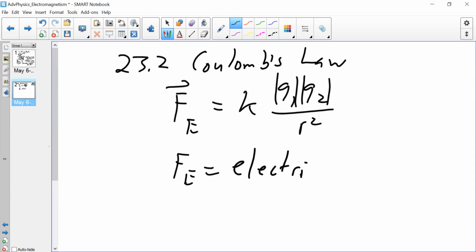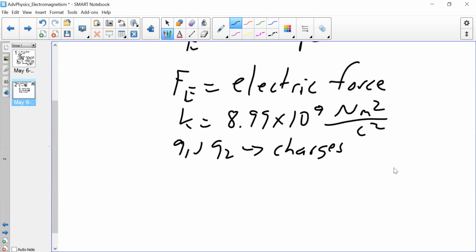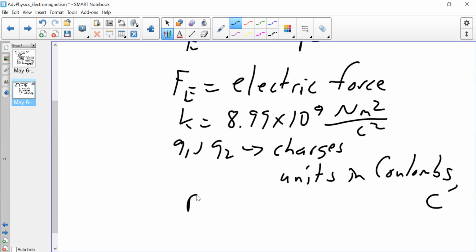So this is the electric force. Again, the 8.99 times 10 to the 9th. Don't have to write the units, I just know them from seeing them forever. This is sometimes written as 9 times 10 to the 9th because it's basically 9. And Q1, Q2 are your charges, and we're looking at two charges. The units are coulombs, or capital C. And then r is the radial distance between the charges.